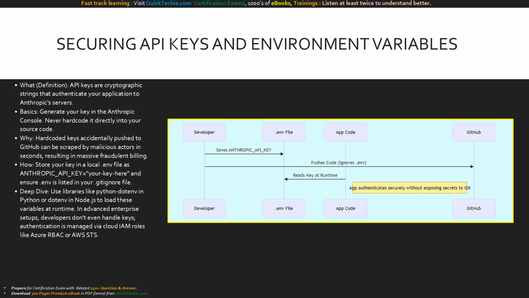This sequence diagram illustrates the secure credential lifecycle. You, the developer, save your secret key strictly into the local .env file. When you push your work to GitHub, the Git protocol completely ignores the .env file. Meanwhile, your app code reads the key directly from the local file system at runtime. This creates an airtight seal around your credentials, keeping your project both collaborative and secure.